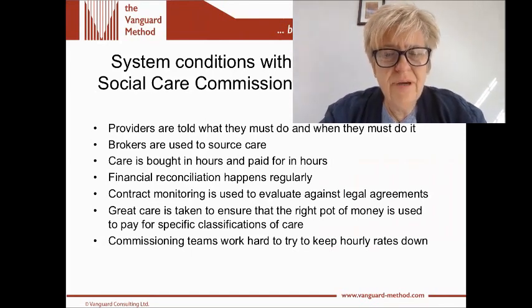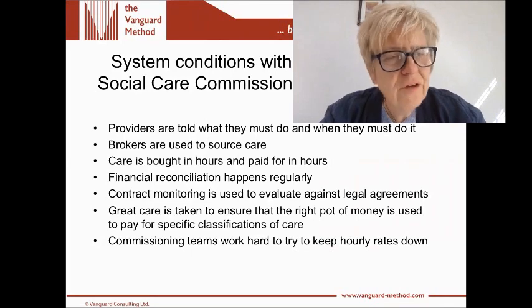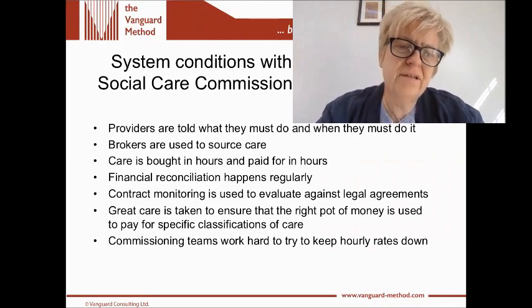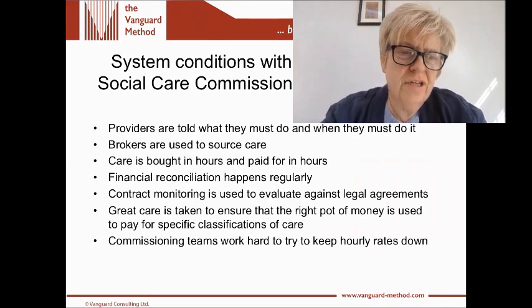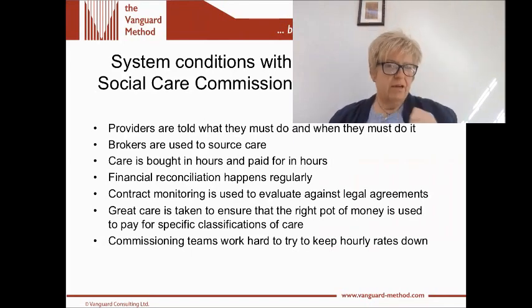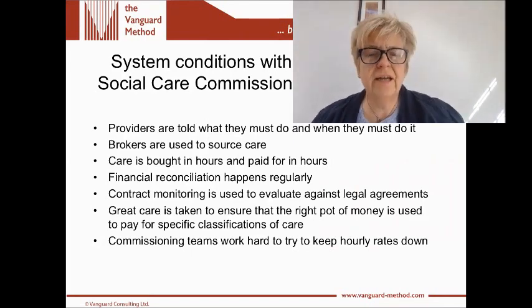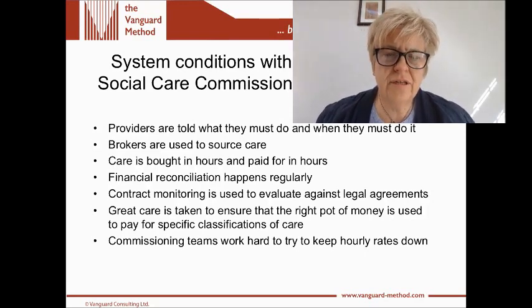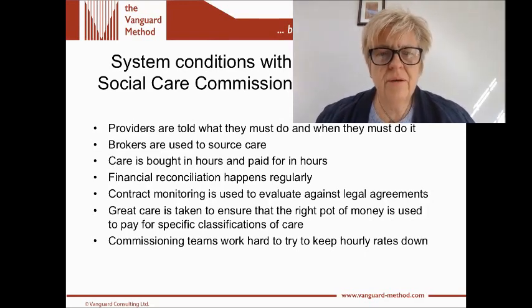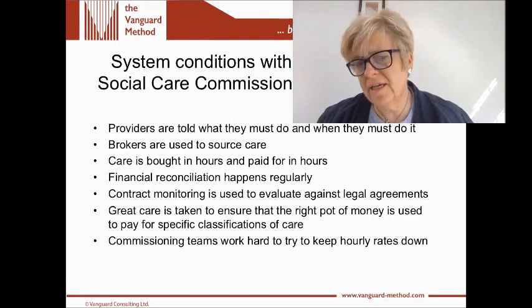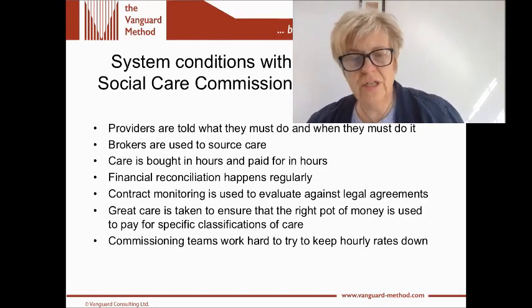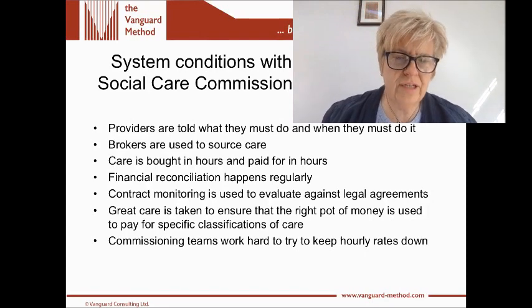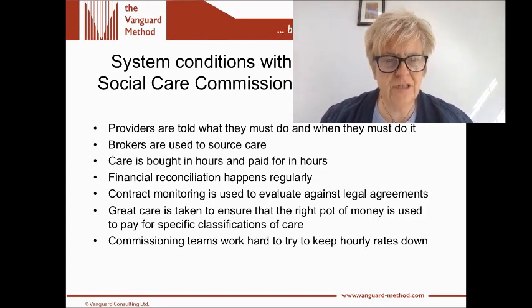Care's bought in hours and paid for in hours, so very little focus on what matters and having held understanding conversations. A lot of time is spent financially reconciling various things. And contract monitoring is a regular feature, but of course it is to evaluate against the legal agreements, not actually the value that we're creating in the communities or the value that we're creating for citizens.